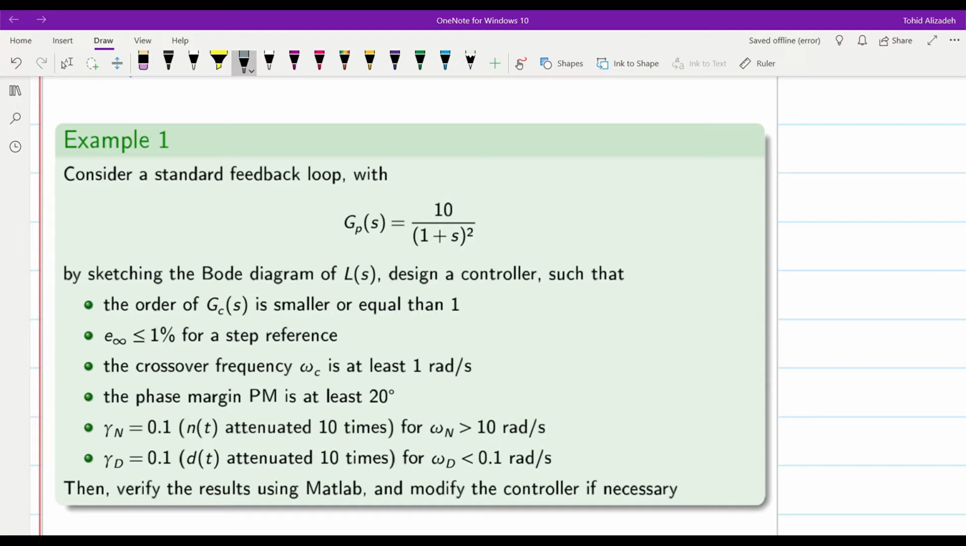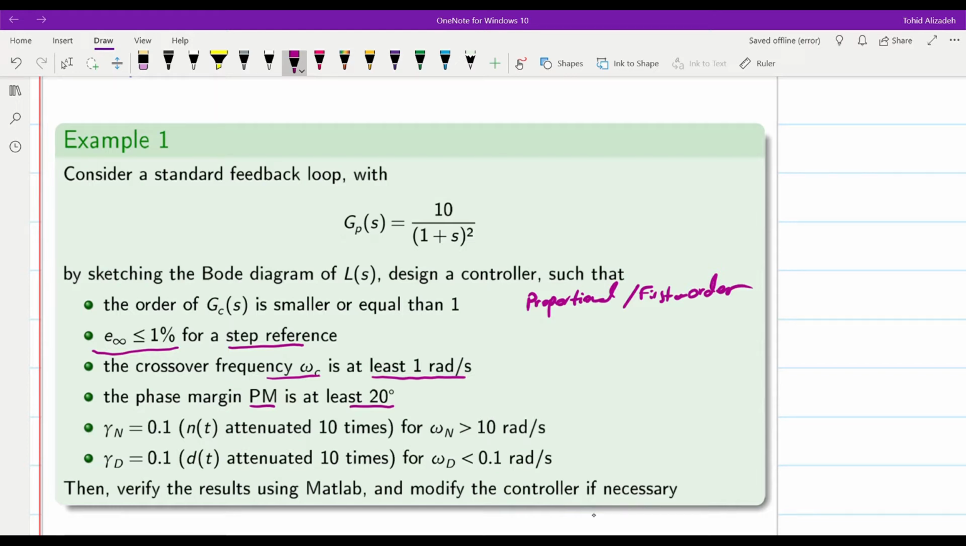Now we want to first sketch the Bode diagram for L(s) and design a controller such that the order of Gc is smaller than or equal to 1, so we are going to design a proportional or a first order controller. Steady state error should be smaller than 1% for a step reference. The crossover frequency should be bigger than 1 radian per second. The phase margin PM should be more than 20 degrees.